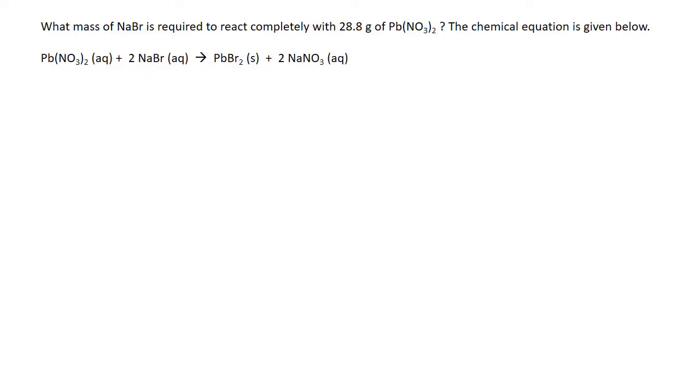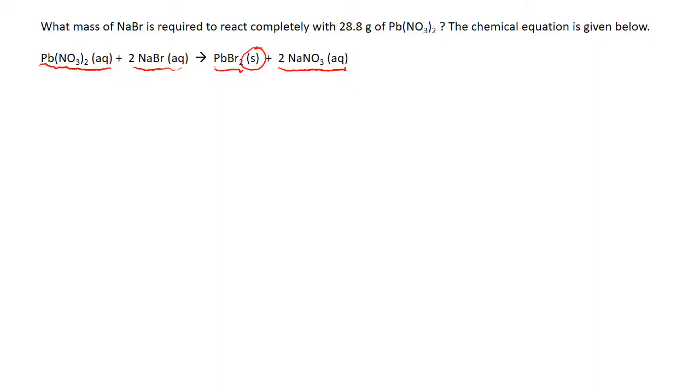In this problem, we're looking at a reaction between lead nitrate, which is our first aqueous reactant, with sodium bromide, our second aqueous reactant. When we mix these two together, we get lead bromide, which is a precipitate, and the remaining product is sodium nitrate, which remains in solution.